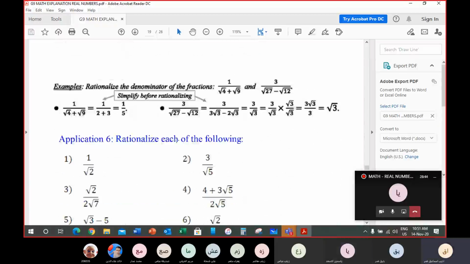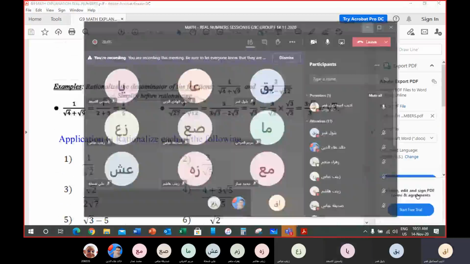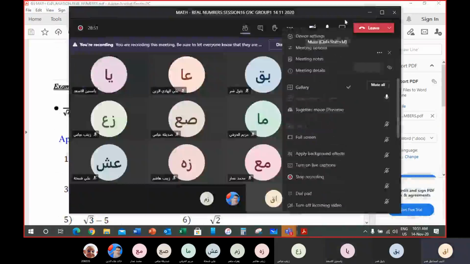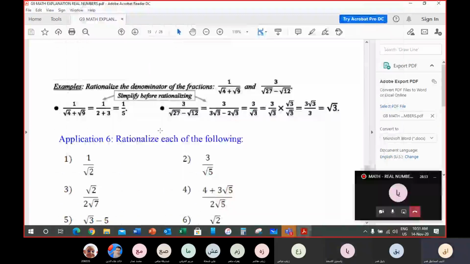So we multiply the numerator and the denominator by the real number that removes the radical from the denominator. Examples also: rationalize the denominator of the fractions 1 over radical 4 plus radical 9 and 3 over radical 27 minus radical 12. Pay attention here.